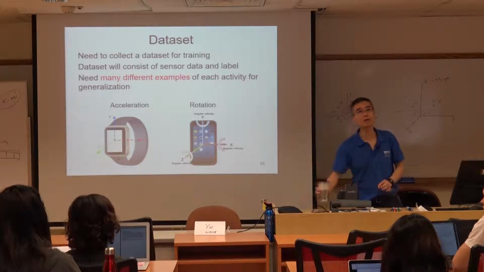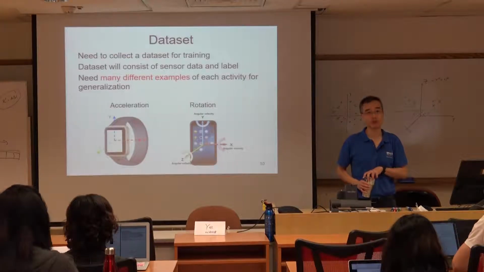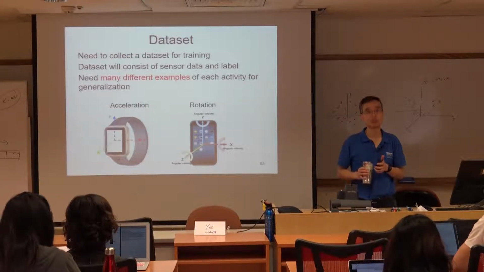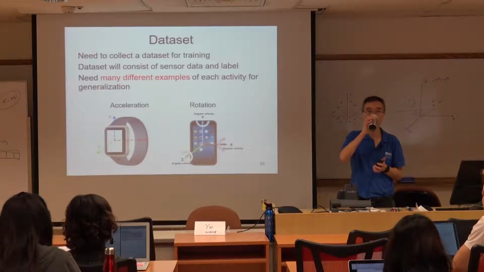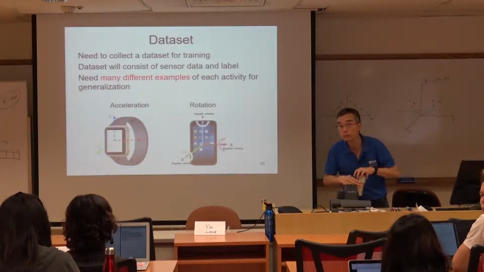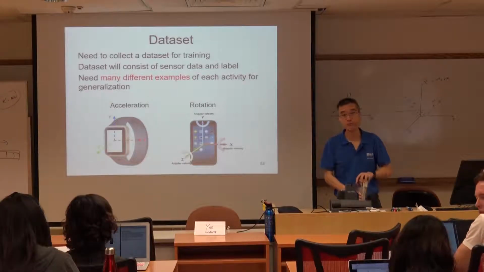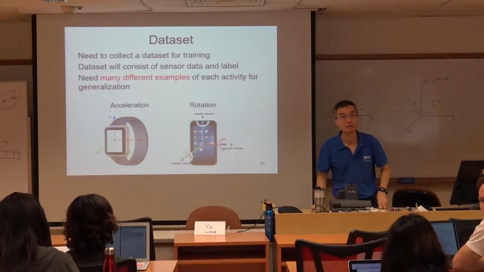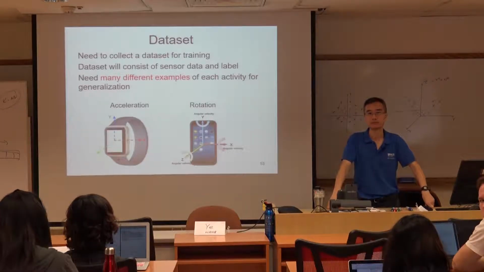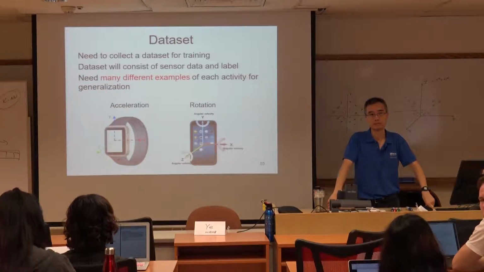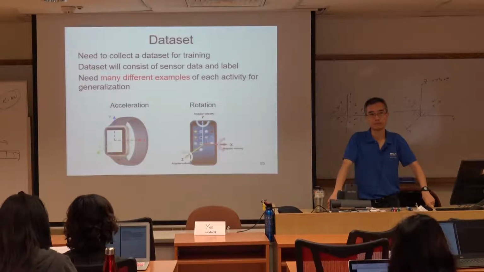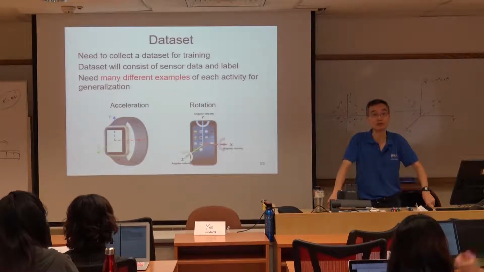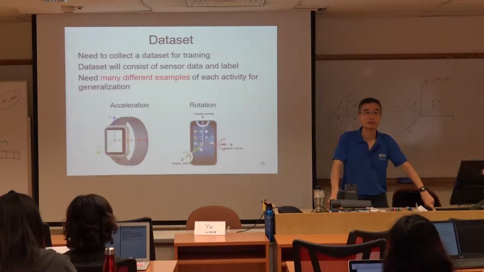So how many actions or classes are you using? For each person, I collect 14 gestures, 14 different types of gestures. And for each type of gesture, I have 50 for each person. That is, let me calculate, 14 times 50 times 7.